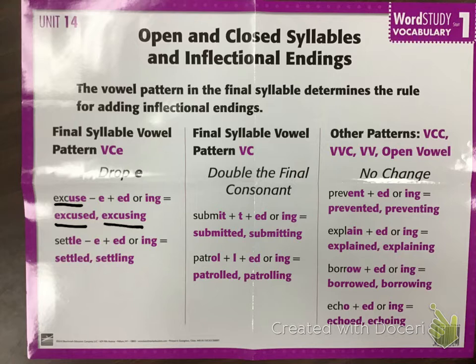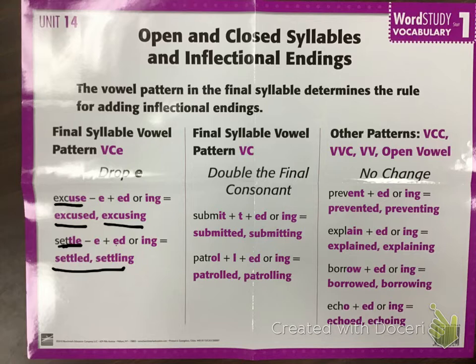Another example is with the word settle. It also ends in a silent E, so we need to drop the E before we add the ED or ING to make settled or settling. A second rule is what we call doubling. Sometimes we need to double the final consonant in a base word before we add the inflectional ending.